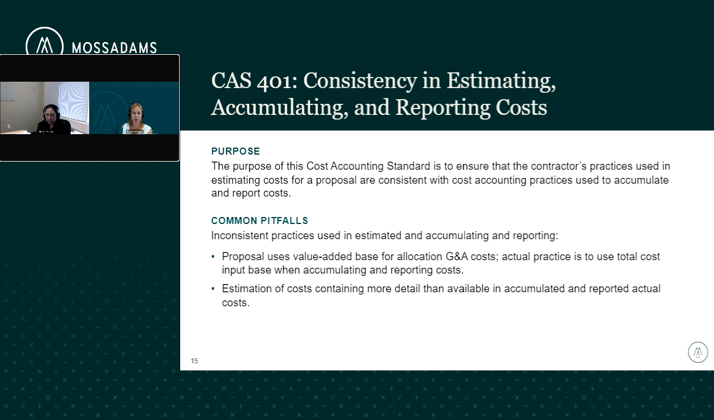So, some common pitfalls are using a different allocation base for G&A in your proposal, but in your actuals you may use a different base. So let's say you use a value added base in your proposal, but your actual practice is to use the total cost input base. So that would be an inconsistent practice between how you propose or accumulate costs. Another example is, like I mentioned, estimating costs at more detail than what is available in actual cost reported.